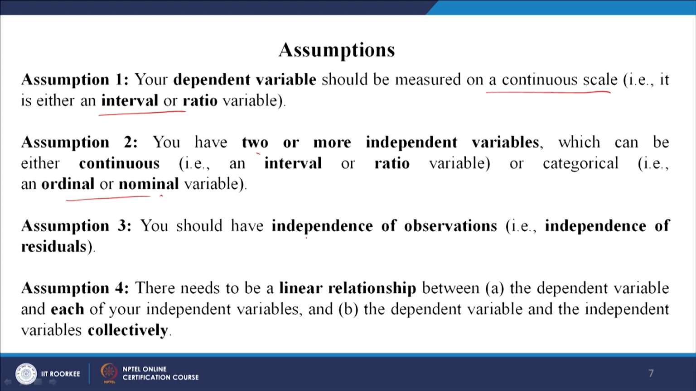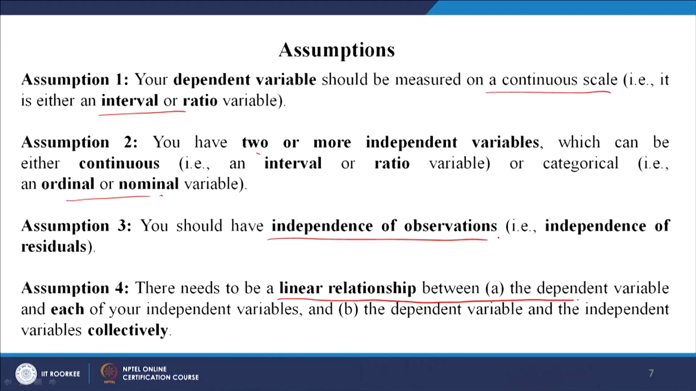The third, you should have independence of observation, that means each observation or respondent is measured only once, unless there is a repetition. The fourth, there needs to be a linear relationship between the dependent variable and each of your independent variables, and between the dependent variable and the independent variables collectively. This is one of the primary assumptions of regression, or basically any parametric test, that the relationship should be more or less linear in nature.